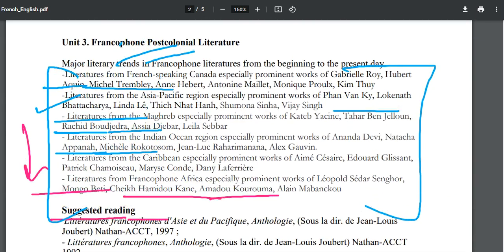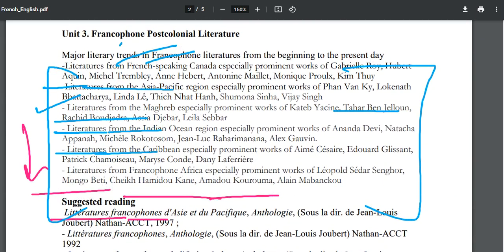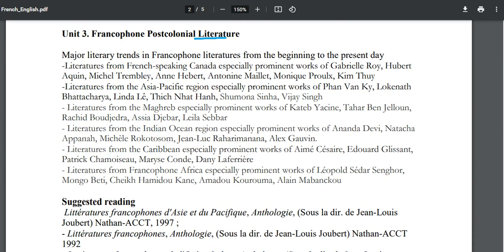Then we move on to Unit 3, Francophone post-colonial literature. What was happening in literature after post-colonialism in the Francophone world, not just France but Francophone countries as well. Major literary trends in Francophone literatures from the beginning to the present day. Literature from French-speaking Canada, especially prominent works of Gabrielle Roy, Hubert Aquin, Michel Tremblay, Anne Hébert, Antonine Maillet, Monique Proulx, Kim Thúy.